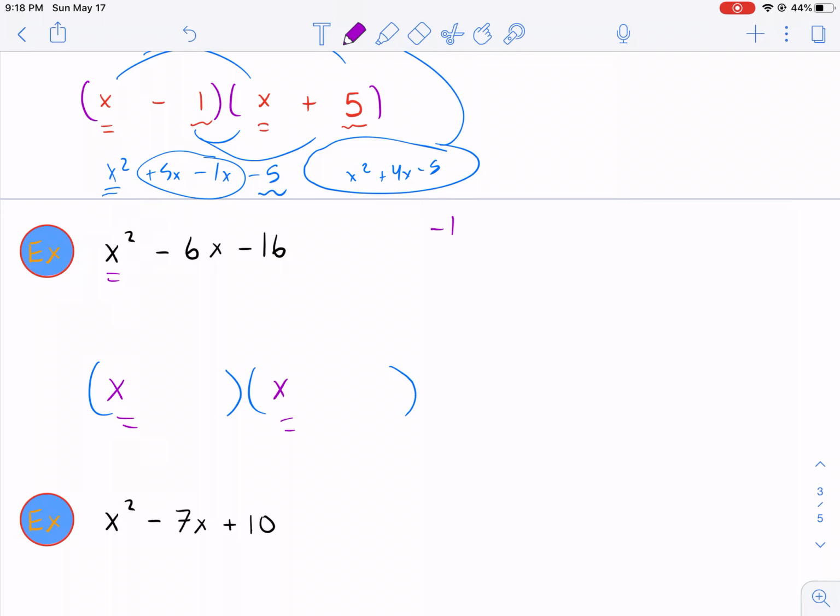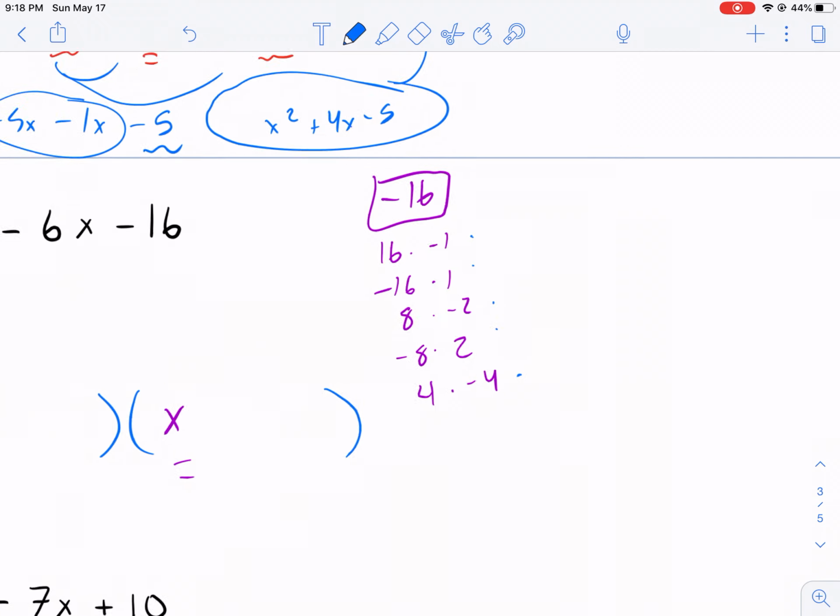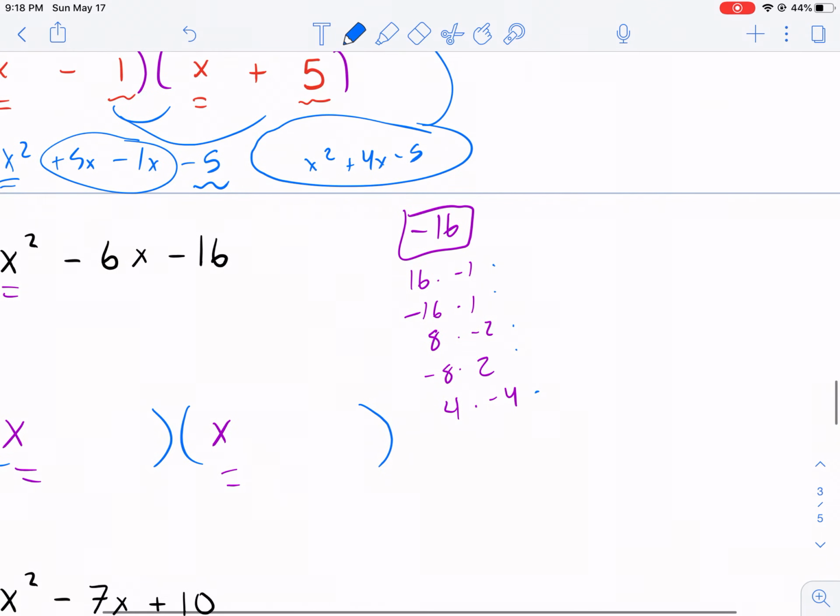Now we need to think of factors of negative 16. This one's going to be a little bit tougher. There's a lot more possibilities. So now we have 16, negative 1. Negative 16, positive 1. We have 8, negative 2. We have negative 8, positive 2. We have 4, negative 4. And I believe that's it. That's all there is. Now we're going to look at each one of these, and the bigger the number, the harder it is, and we're going to see which of these has a sum of negative 6.